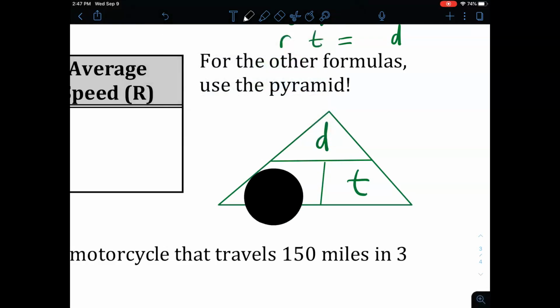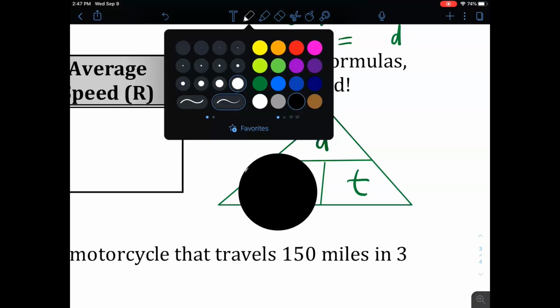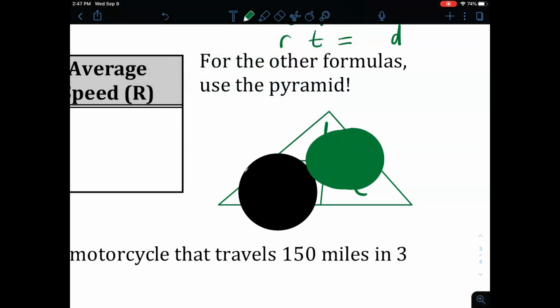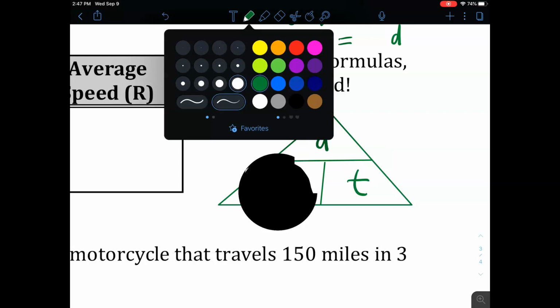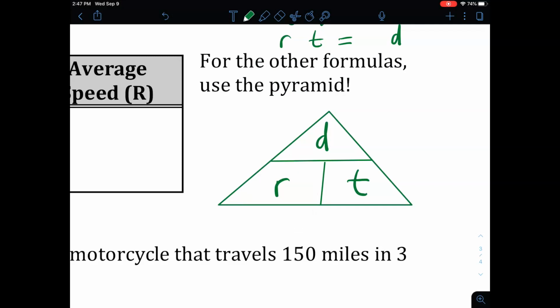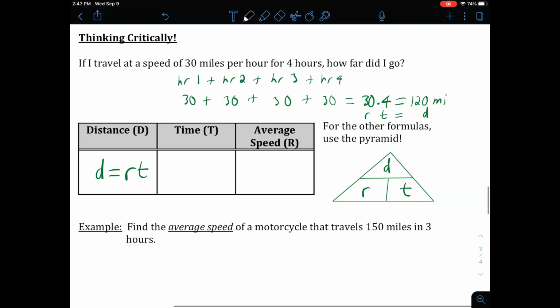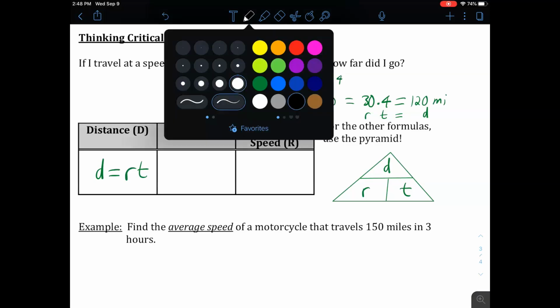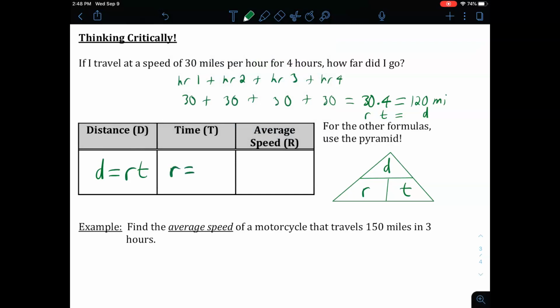If I'm looking for the rate, I'm going to cover up rate, and I'm going to do what's left over. We have distance divided by time. Same thing for time. If we're looking for time, we're going to cover up time. This is like using your finger, covering it up. Time equals distance divided by rate. Okay, that's kind of how the pyramid works. I've got to find a better way to help with that later. But basically, you cover up the one that you're looking for, and whatever's left over is what you're going to do.